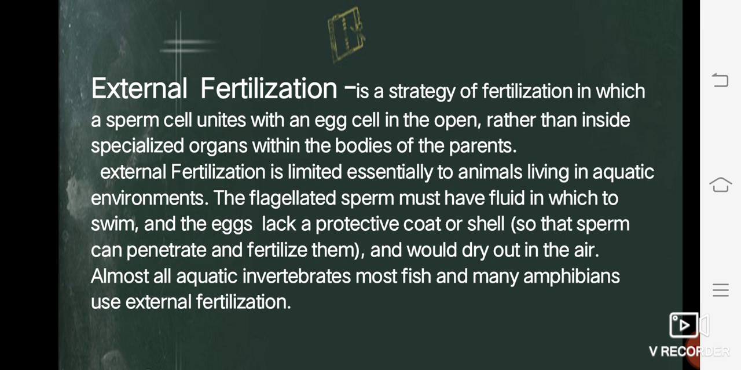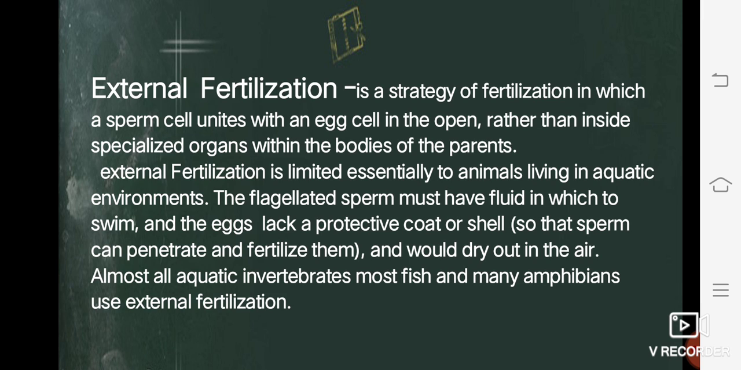External fertilization is a strategy of fertilization in which a sperm cell unites with an egg cell in the open, rather than inside a specialized organ within the bodies of the parents. External fertilization is limited essentially to animals living in aquatic environments. The flagellated sperm must have fluid in which to swim, and the eggs lack a protective coat or shell so that sperm can penetrate and fertilize them, and would dry out in the air.